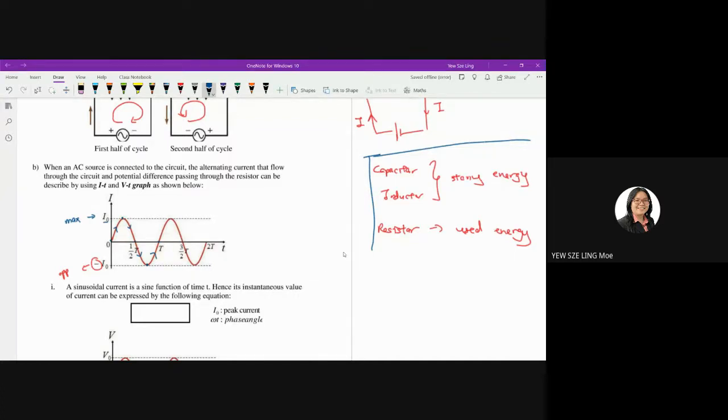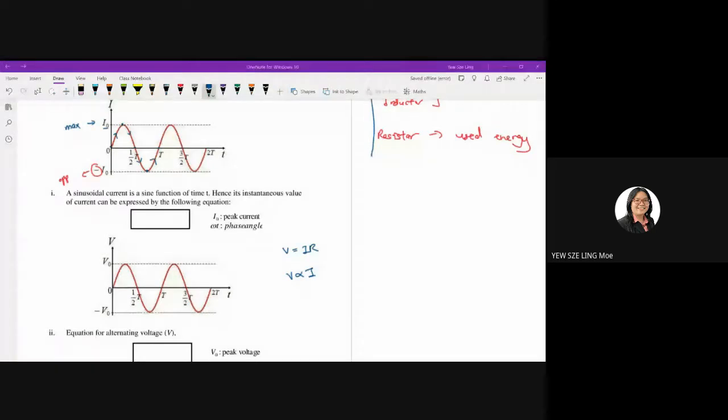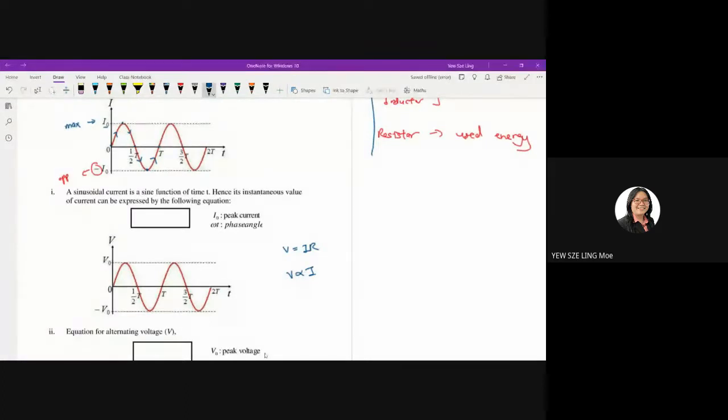Since we have V equals IR, V will also have the same graph. Why? Because V is directly proportional to I, provided you are looking at the same resistor. Therefore, for a resistor, both of them will have the same shape, the same type of graph.